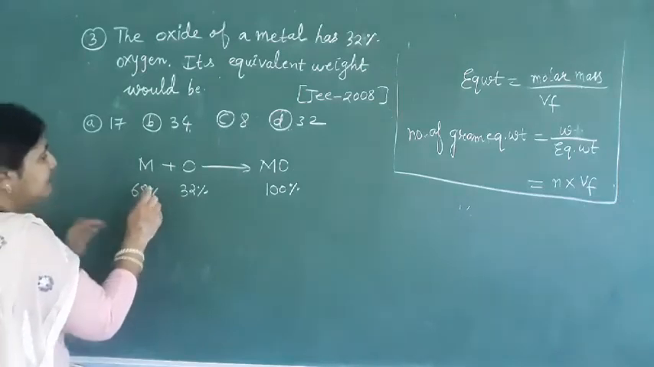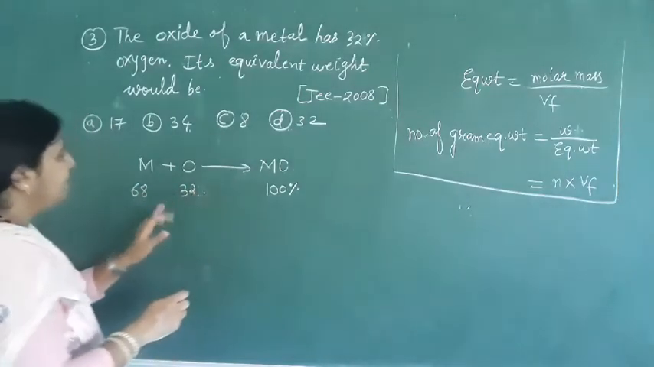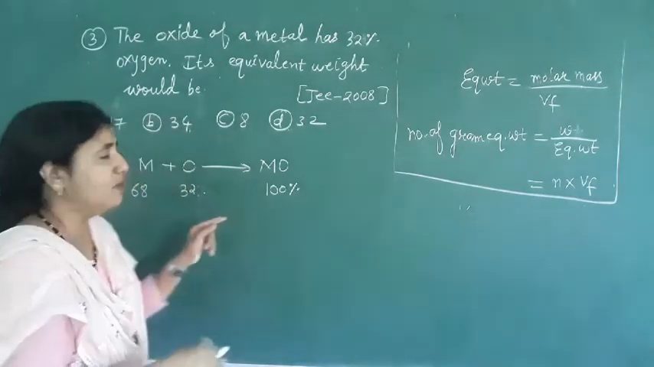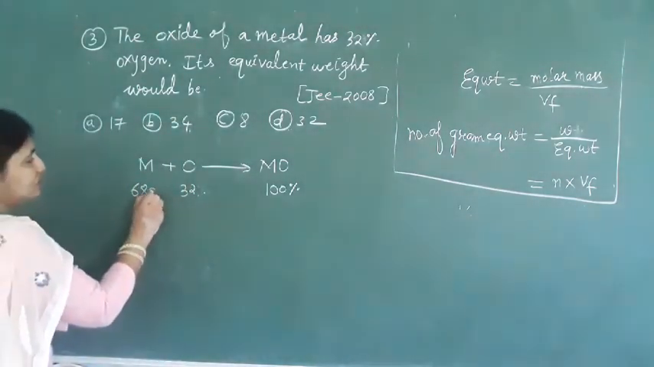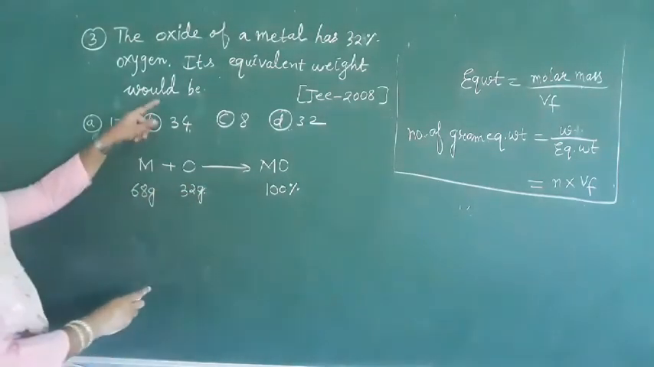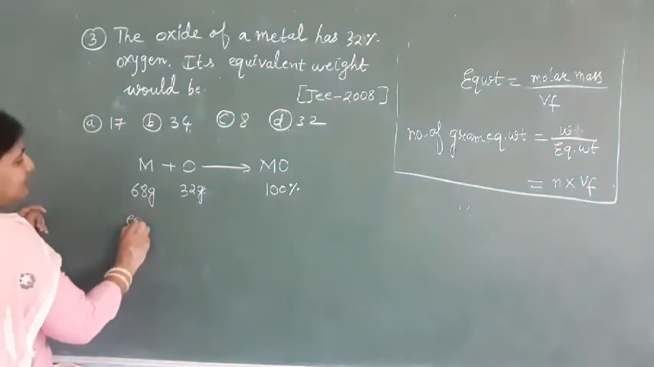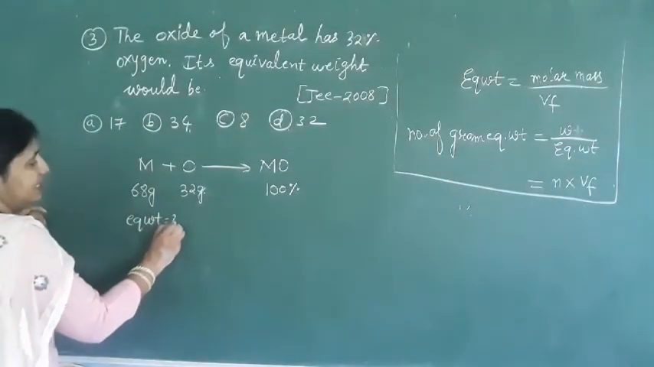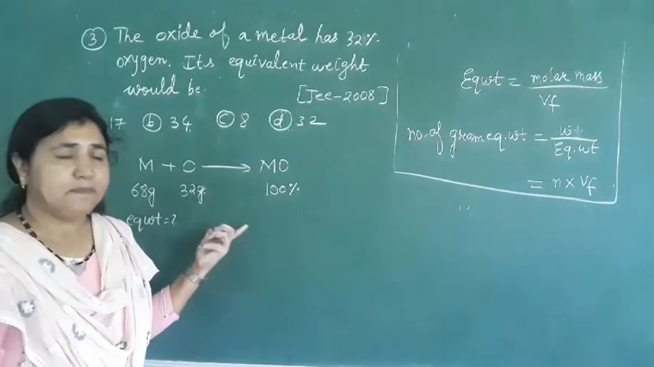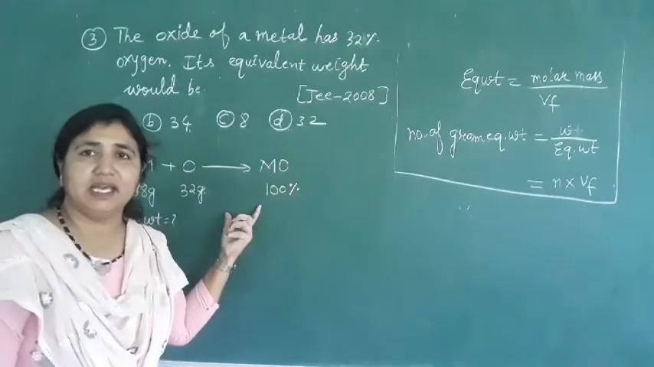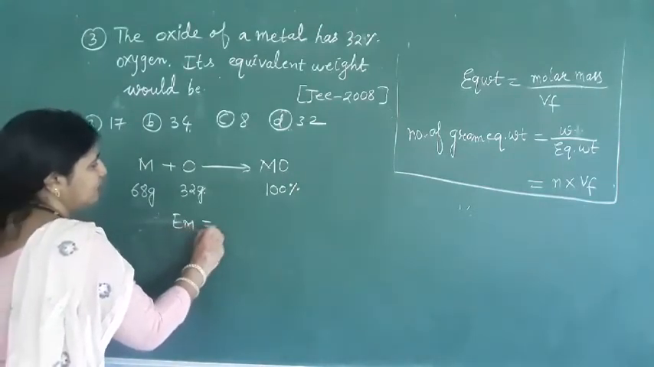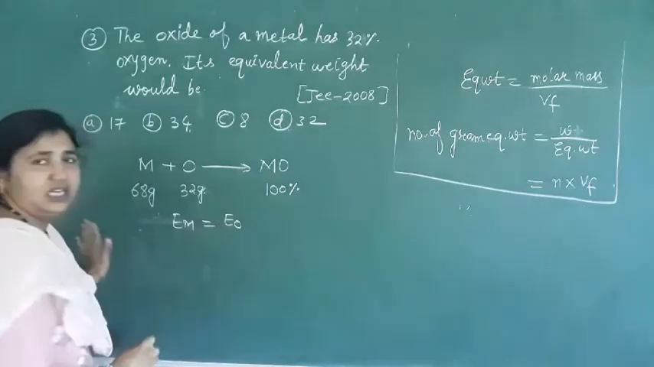68. That means 68 gram of metal reacts with 32 gram of oxygen. It gives 100% here, the total mass. So this is 68 gram, this is 32 gram, and 100% total. The metal's equivalent weight will be what? That is the question here. Same law we have to apply. What is that law? The equivalent weight of metal is equal to the equivalent weight of oxygen.